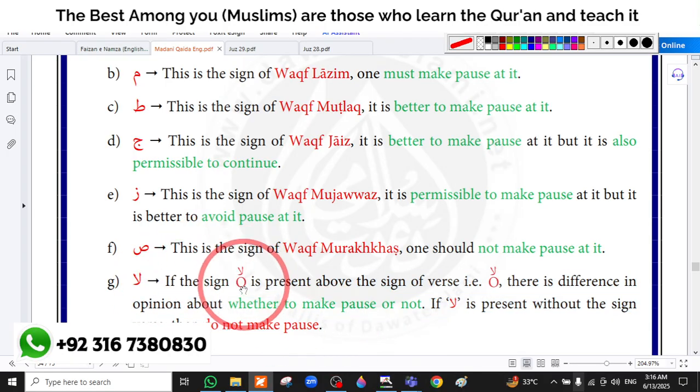So if you see a circle with the lam alif on the top, present above the verse, there is a difference of opinion about whether to pause or not. So when you see this sign, lam alif on top of a circle, there are different opinions among the people on whether to pause or not. So you can use both. But if the lam alif is present without any other sign, alone, then we will not pause. When it's with a circle or anything on top of it, we can pause or not. It's up to us; we can do either.